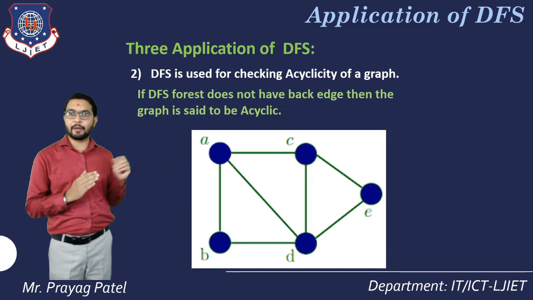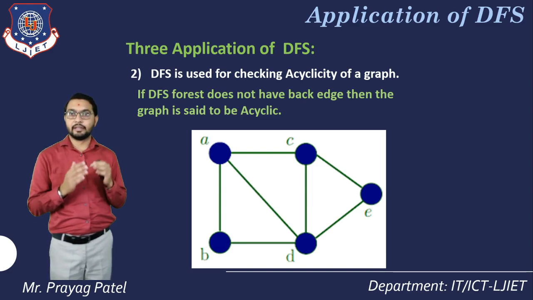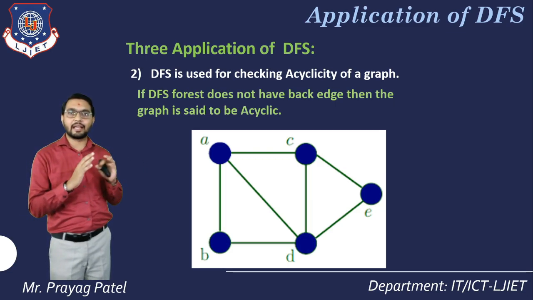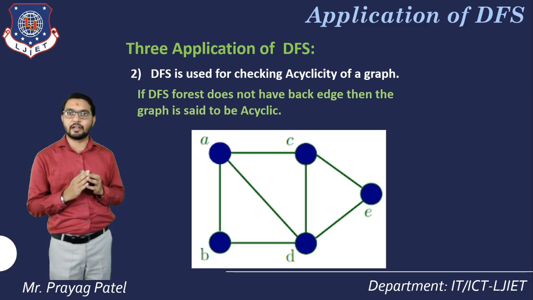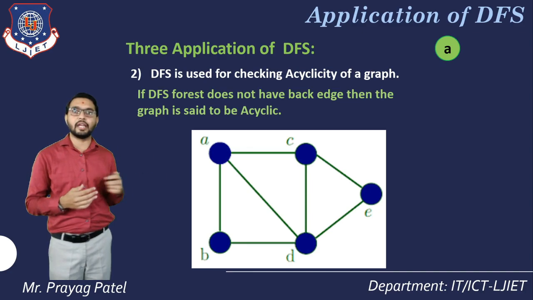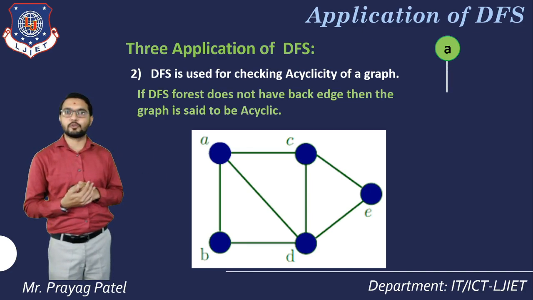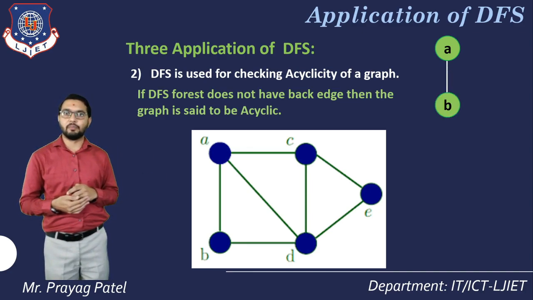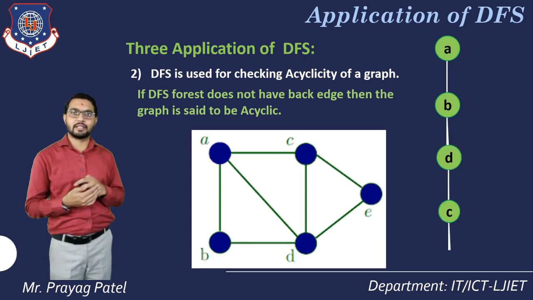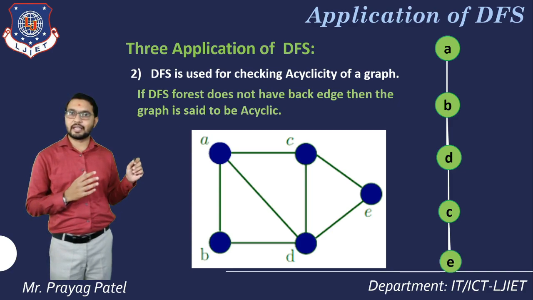Here consider the same graph. In this graph, if the DFS forest does not have a back edge, then the graph is said to be acyclic. Means if a back edge is available, then a cycle is available in the given graph. So first convert this graph into a tree according to the DFS algorithm. First visit A, then visit B, then the next node D, then the next node C, and the last node E.